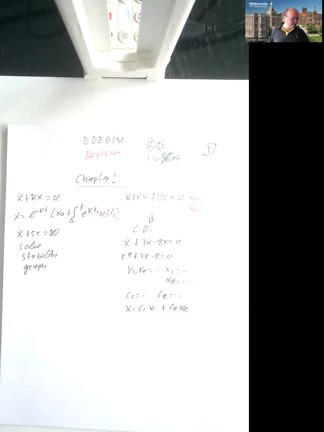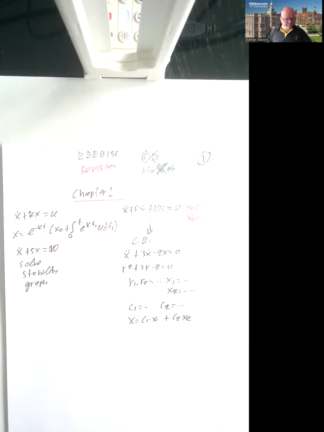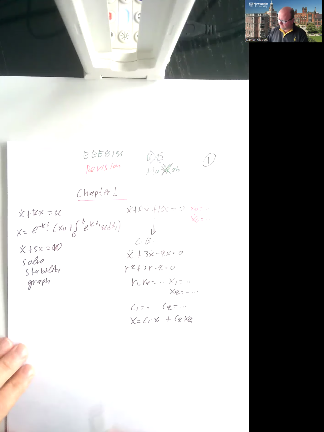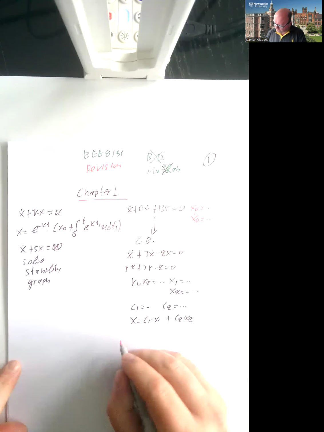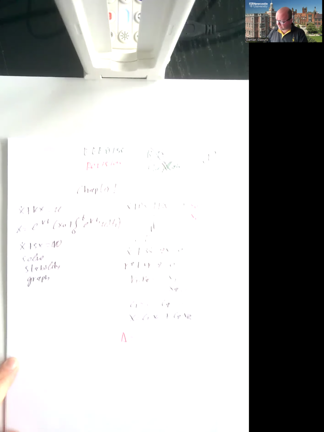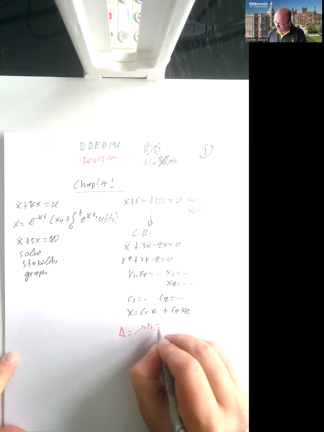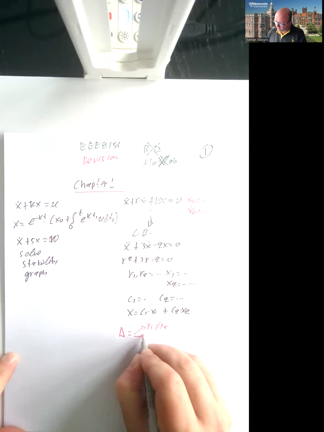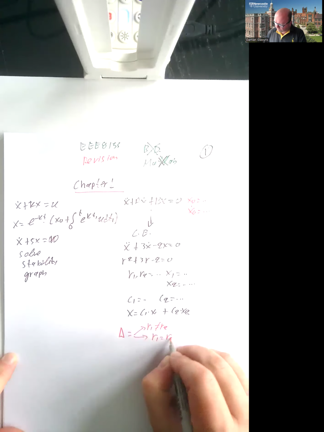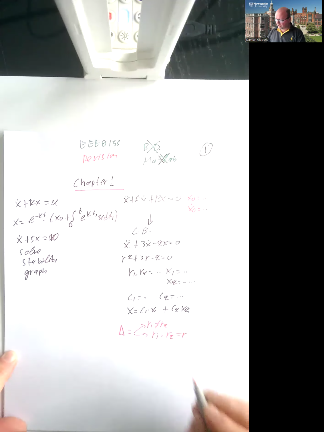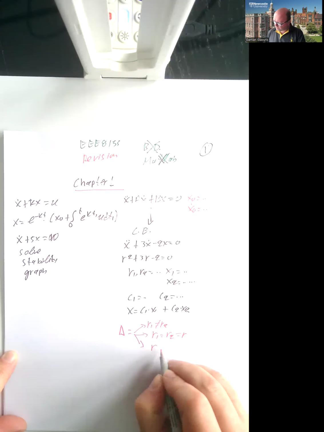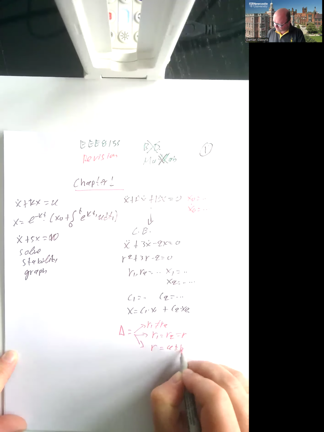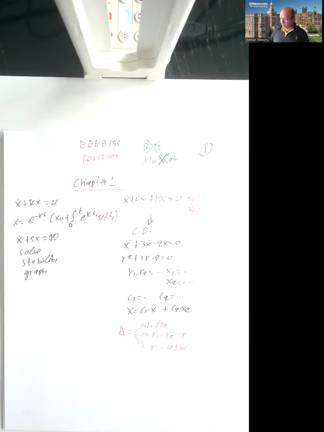Just bear in mind here that in a second order case, you will have three different cases. One where R1 is different than R2, one where R1 is equal to R2 equals say to R, and one where R will be A plus minus BI. You must be able to cope with all of these three cases.